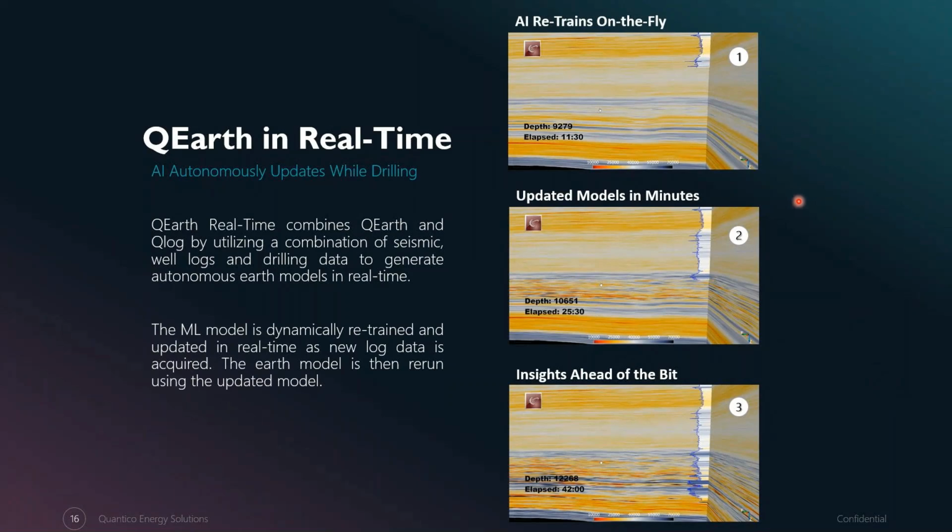And one really cool thing we can do with this is, now that it's fast, we can do it in real time. So we have a product, QEarth Real Time, where we already have a prior model that we built with our machine learning flow. And while you're drilling, we could estimate the elastic well logs using another product called QLog, where we use drilling dynamics data to estimate shear and density, shear and compressional sonics and density. And at a set interval, we could retrain our neural network model to get more data into our models, and ultimately see in front of the bit.